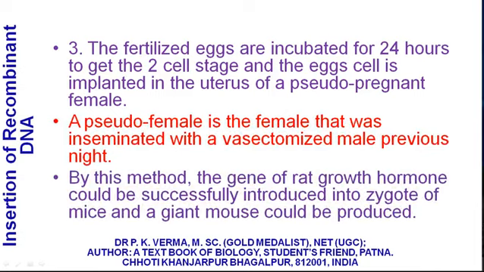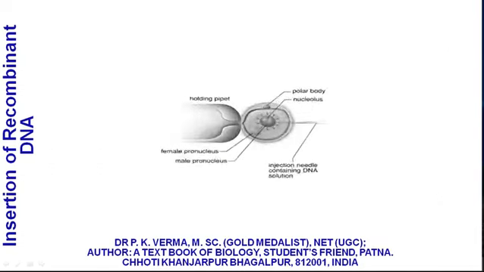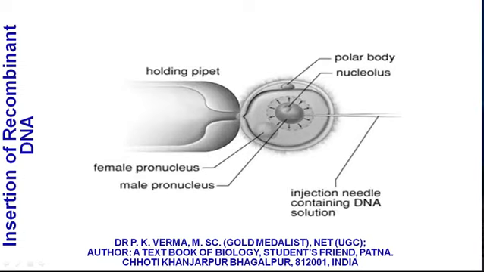By this method, the gene of rat growth hormone could be successfully introduced into the zygote of mice, and a giant mouse could be produced. That is, a transgenic mouse was produced.